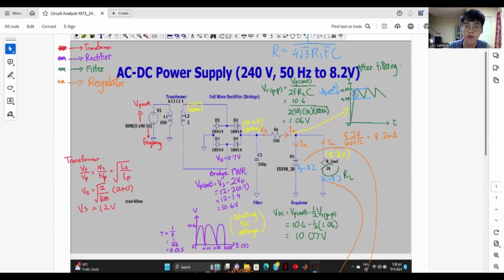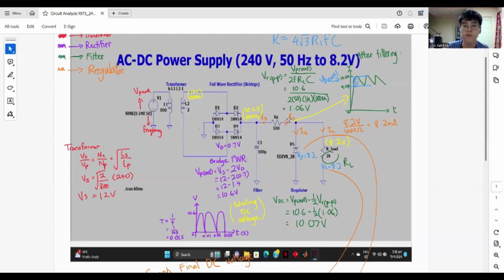So we can know that the highest peak is 10.6 volt and the lowest peak is another one for the value right here. Initially we don't know, so we use the formula Vp out equals 2fRLC, and substituting all the values inside, we get 1.06 volt. So when we subtract 1.06 volt from 10.6, we get 9.54 volt, and that will be our Vp minimum.